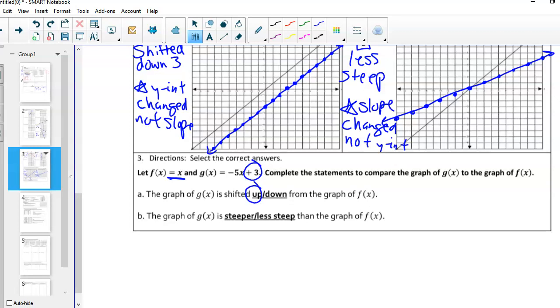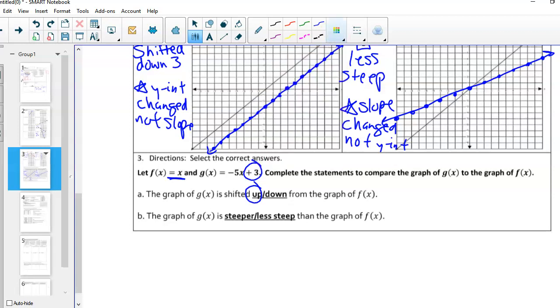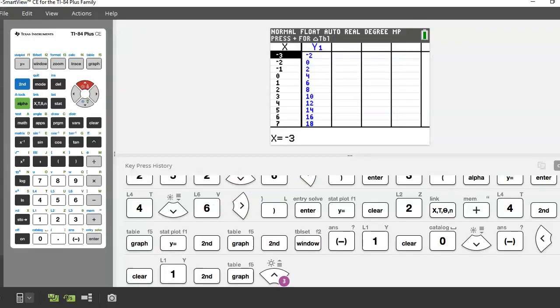Is this steeper or less steep? Is it a fraction? No. So even though it's negative, that doesn't make it less steep. It's still steeper because of the 5. If it was, you could graph it. So you could put this and this into your y equals. I'm going to do that really fast.